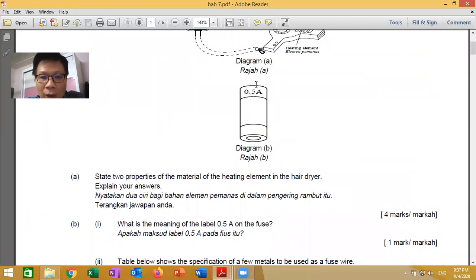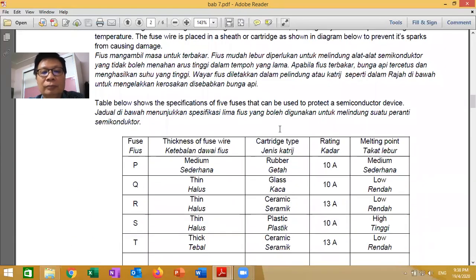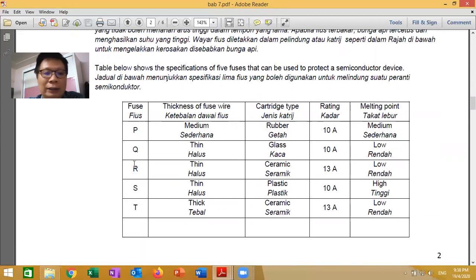The fuse is inside a container. This container is called a cartridge. Fuse wires are inside, so this cartridge is very important. Now the question. The table below shows the specifications of 5 fuses that can be used to protect semiconductors. There are 5: P, Q, R, S, T. The aspects we will look into are the thickness of the fuse wire, the cartridge type, the rating, the ampere current, and the melting point.